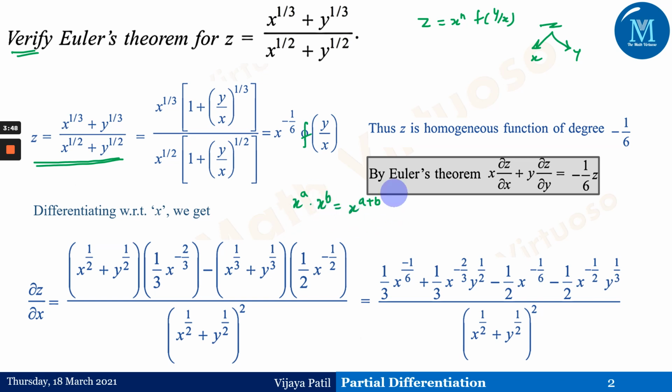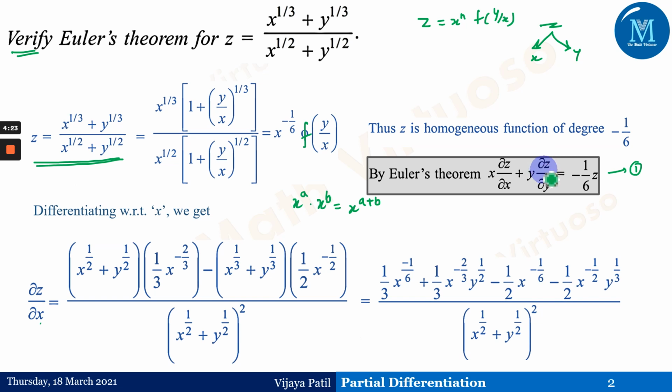So this is dou z upon dou x. But we have to verify Euler's theorem. For equation number 1, we have got by Euler's theorem x dou z upon dou x plus y into dou z upon dou y is equal to minus 1 by 6 times z. Now we'll try to prove this same thing using the partial differentiation rules. We'll find dou z upon dou x, then we will multiply this with x.